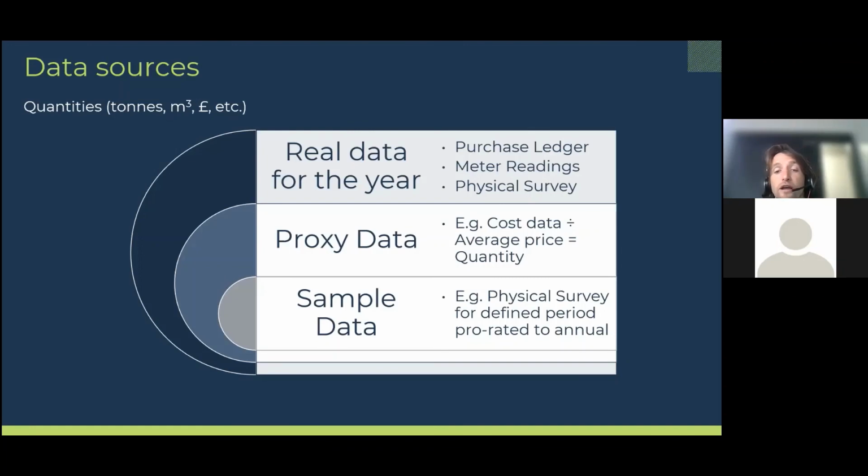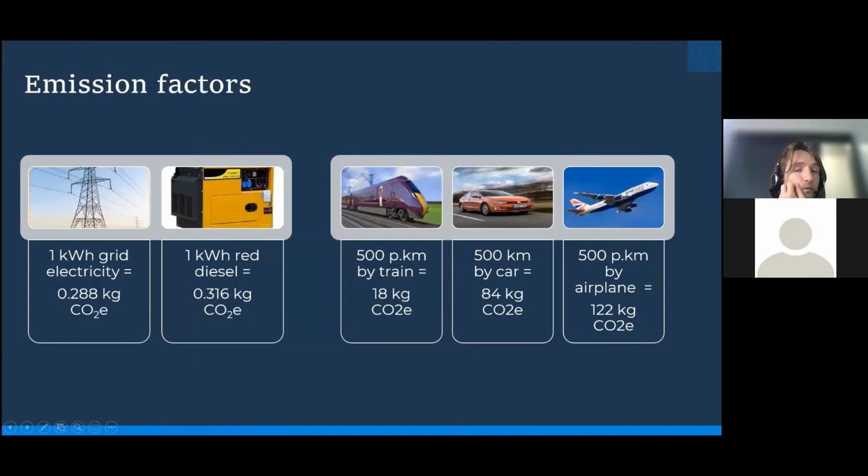The other way of doing it is using sample data, and you extrapolate it. So you say, we're going to look at 10% of our activities. We're going to collect all the underlying data, measure the carbon emissions, do a carbon footprinting exercise for 10% of our activities, and then multiply that by 10 to get an estimate of our overall footprint. So that's another approach that you can take.